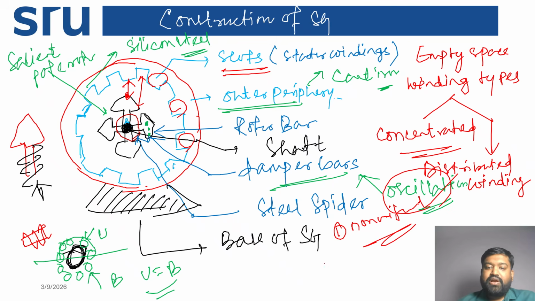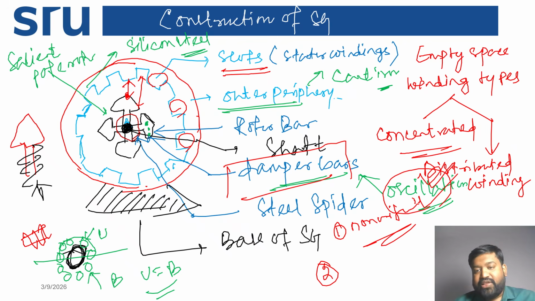The second point, if you change the loads, because you connect to the load, or if your demand is changing, due to that also the oscillations will be created. And to overcome this oscillation, the damper bars are generally used. Understand? That is the point of damper bars.